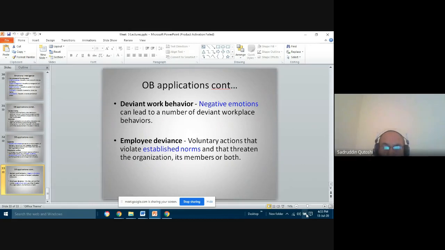Any voluntary action on your end as an employee that violates the established rules, regulations, and norms of the organization not only threatens the organization and its members, but also the employee themselves. All these things play a vital role in achieving organizational goals. As a manager, you need to understand how to deal with a deviant work behavior employee, how to play your leadership role, and what kind of decisions to make. All of this depends upon your emotional intelligence. If you are an emotionally intelligent manager, you can manage all of those things.